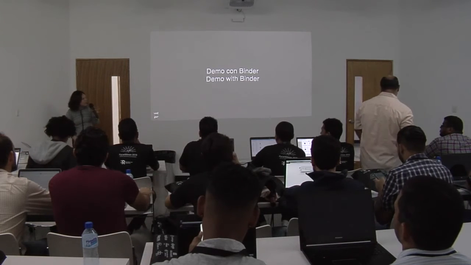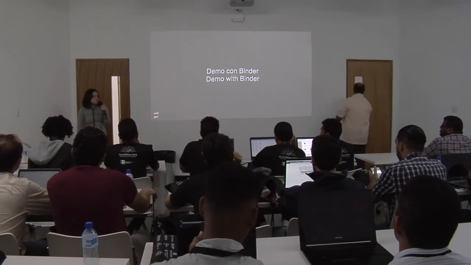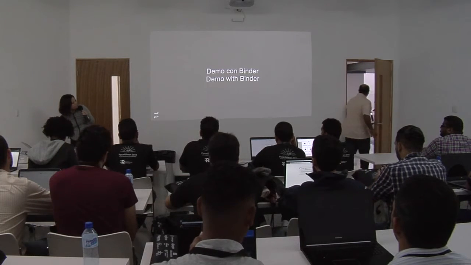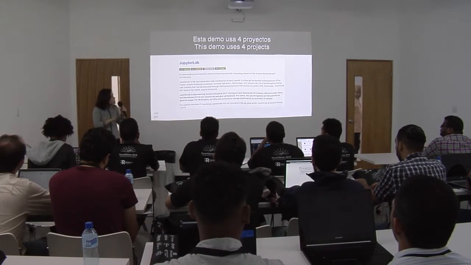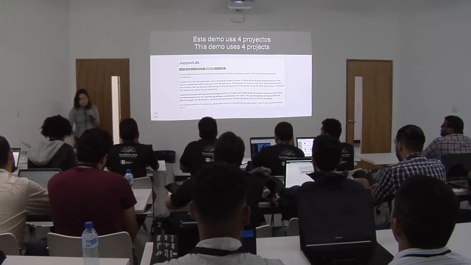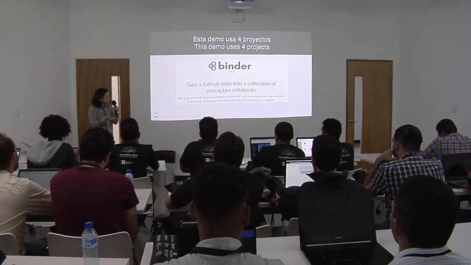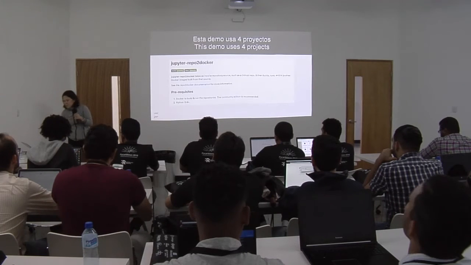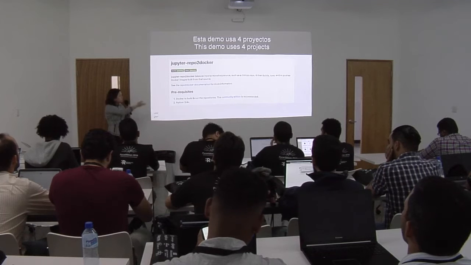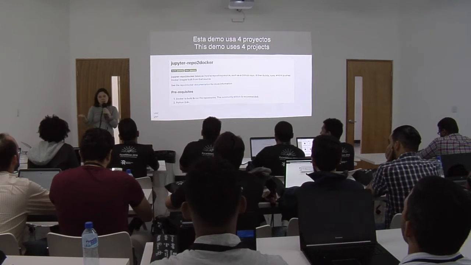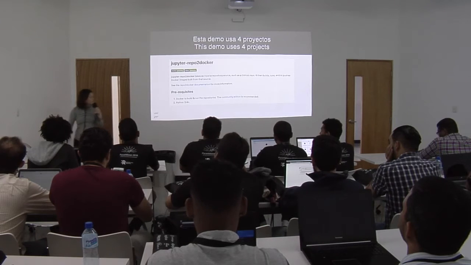So now this is where I'm going to be a little more comfortable and try to talk a little bit in English. So we have a demo with Binder. And esa demo usa cuatro proyectos, so we have 4 projects involved. The first, obviously, is Jupyter Lab. And the second, obviously, is Binder. And the thing that makes this all possible is we have some projects called Repo to Docker, which basically takes a GitHub repo and converts it into a Docker file, which allows all this to happen.